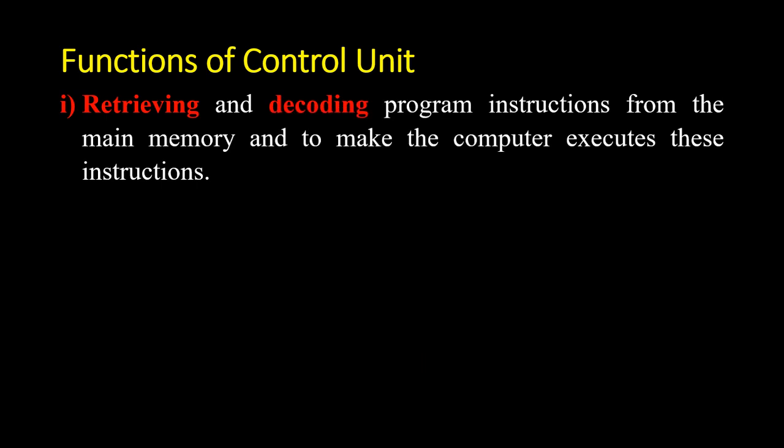The control unit is used for retrieving and decoding program instructions from the main memory. As you could see, the arrow points from main memory to the control unit. When you go back to the diagram, see the arrow pointing from main memory to control unit. So that arrow pointing there is retrieving.